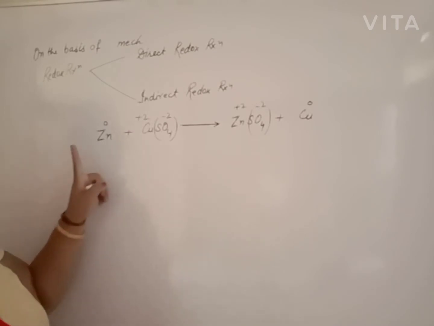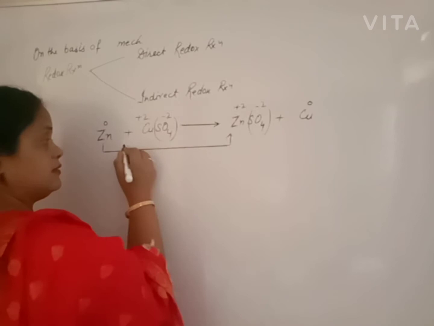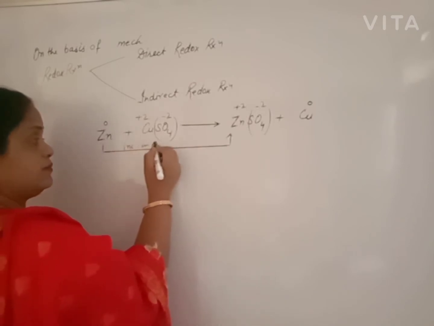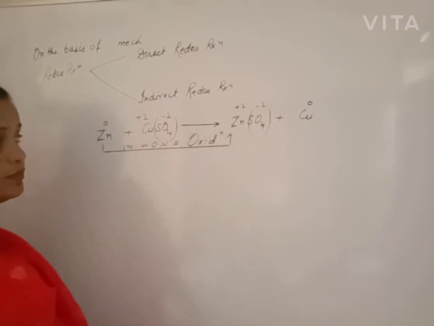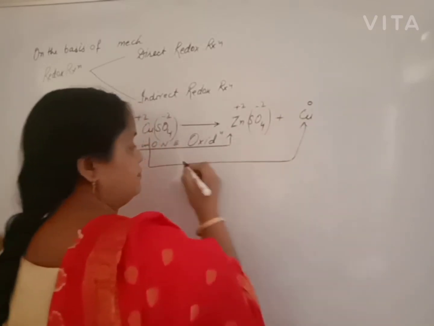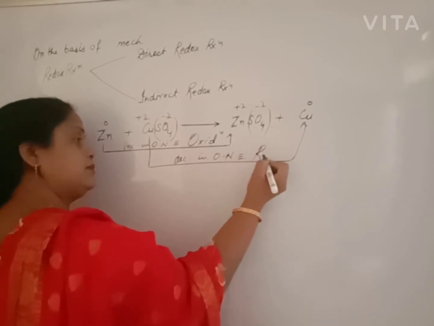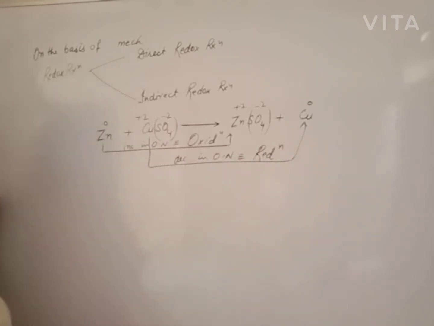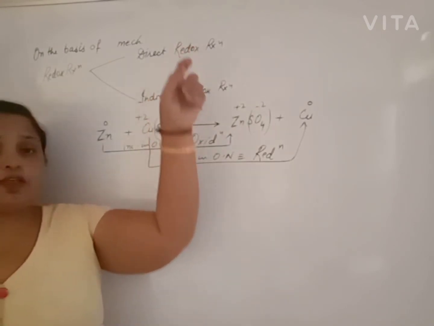Here also this will be -2, and this will be +2. Change in oxidation number: zinc goes from 0 to +2. Beta, it is an increase in oxidation number, that means it is oxidation. Copper goes from +2 to 0, a decrease in oxidation number, which means reduction. Beta, if this reaction takes place in the same beaker, it is a direct redox reaction.